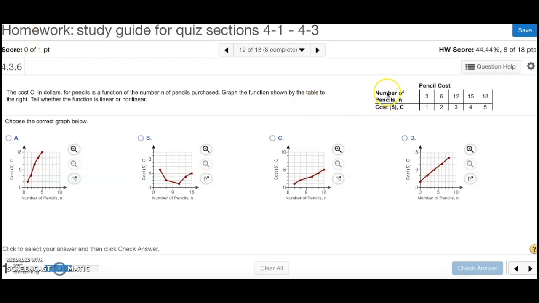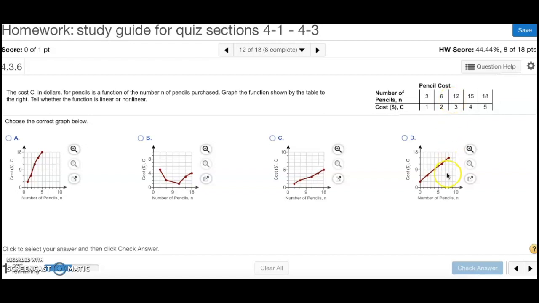Now the number of pencils is the independent variable and the cost is a dependent variable because the cost depends on how many pencils you're buying. So that means the number of pencils is going to be your x's at the bottom of our graph, and the cost is going to be the y's going up or down. Now, going from 3 to 6, 6 to 12, and so on, we see that's not linear. 3 to 6, you add 3, but 6 to 12, you don't add 3.